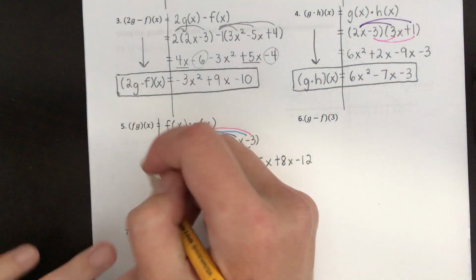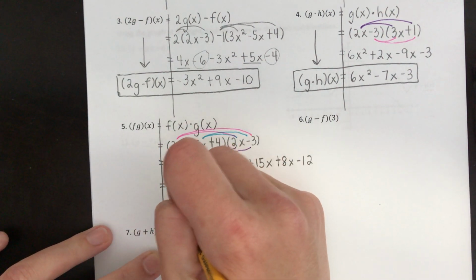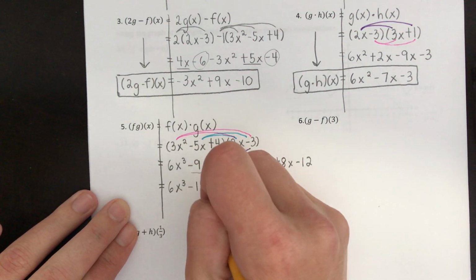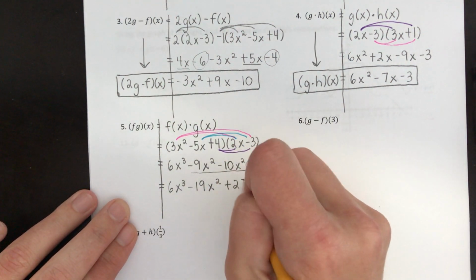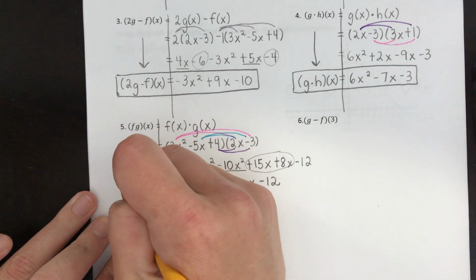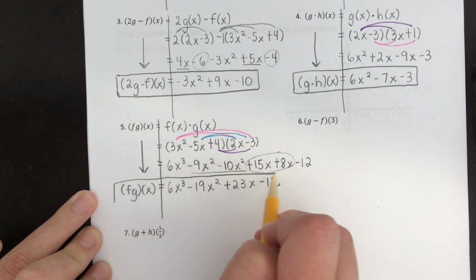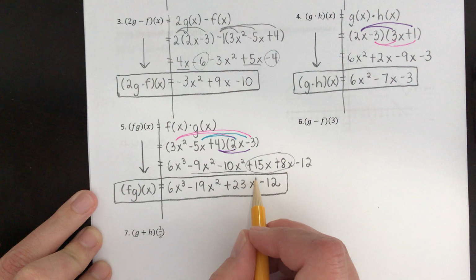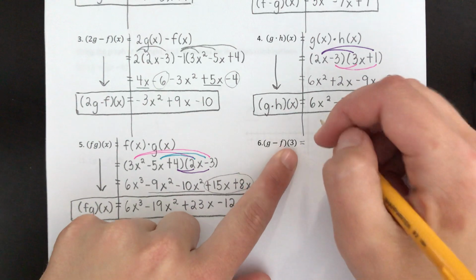Okay, and that's why I don't like FOIL, because FOIL doesn't work when you have a trinomial times a binomial. You just really have to think of it as distribution. Okay, so the 6x cubed first, then negative 19x squared second, then 23x next, and then my constant term, my term without the variable last. All right, we're chugging right along, aren't we? Notice my exponents descend. 3, 2, 1, and then there's none. Cool. Okay, number 6, G minus F of 3.